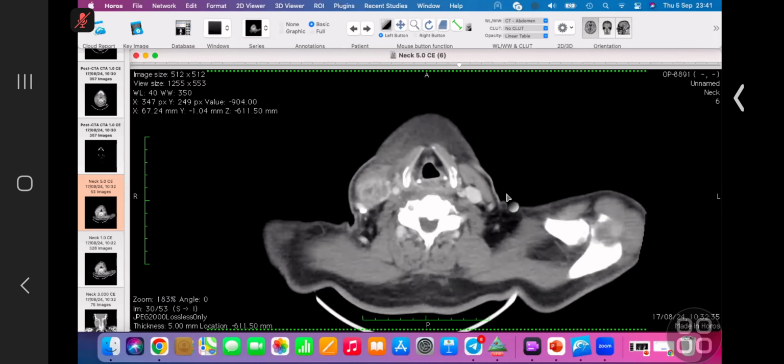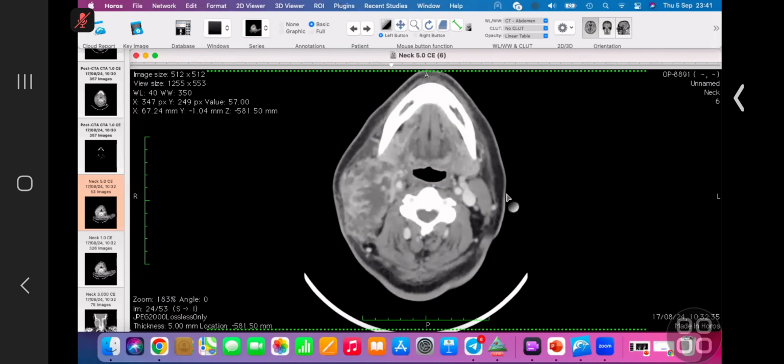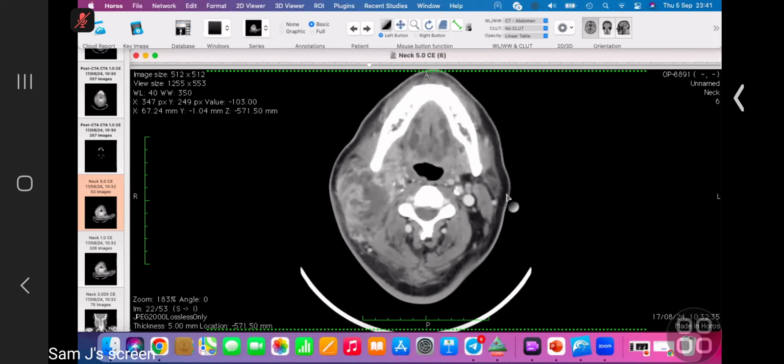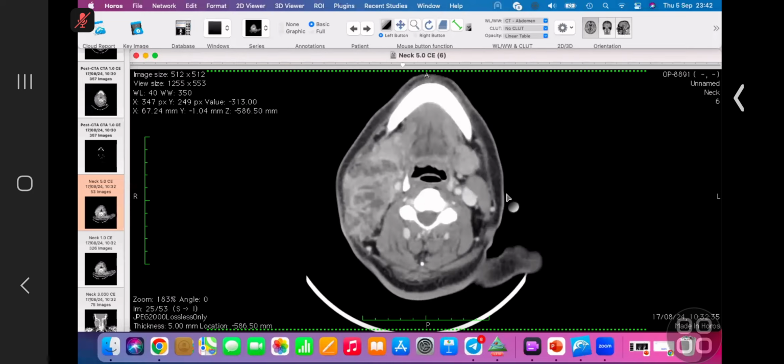Okay. Actually, I cannot define the right internal jugular vein on the same side. Excellent. Yes, that is what I want you to pick up as soon as you see the scan. Okay, go ahead.